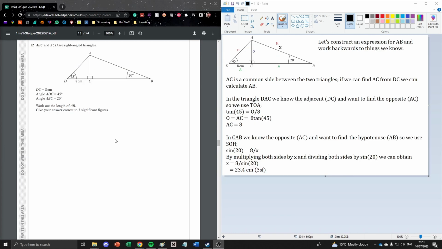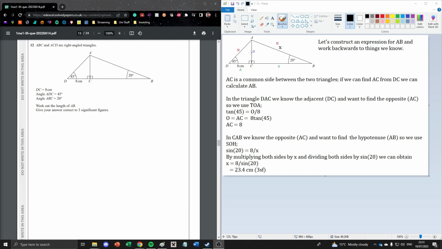So question 12 is looking at trigonometry, and we're given two right angle triangles, ADC and ABC, and told that the length of the side DC is 8 centimeters, the size of the angle ADC is 45 degrees, and the size of the angle ABC is 20 degrees. And we're asked to work out the length of the side AB.